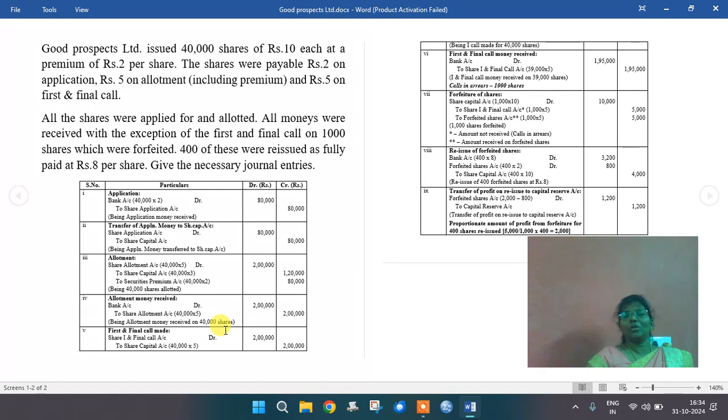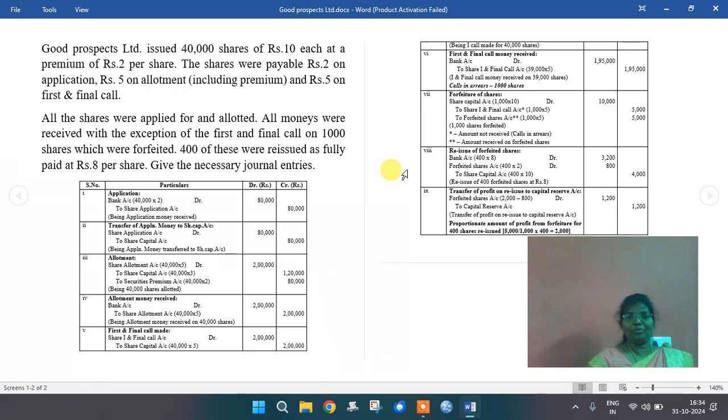So for allotting for first and final call we have the journal entry: Share first and final call account debit to share capital. Share first and final call account debit to share capital. The amount for first and final call is 5 rupees. 40,000 into 5, you will be getting 2 lakh rupees.